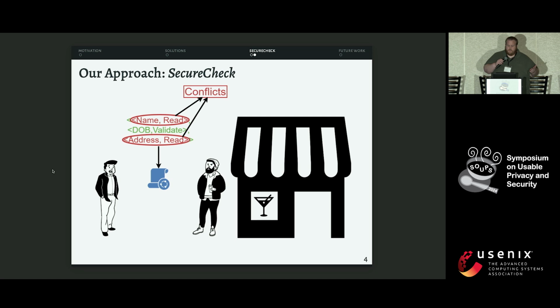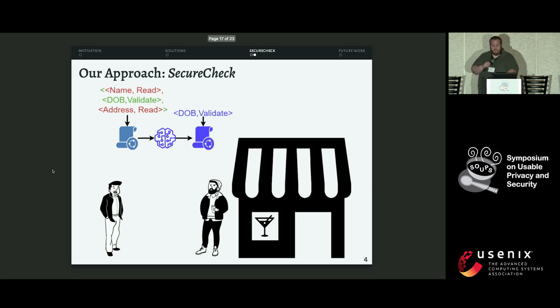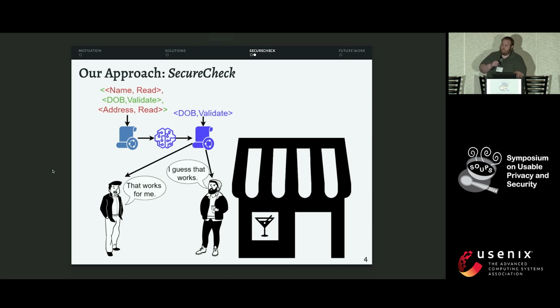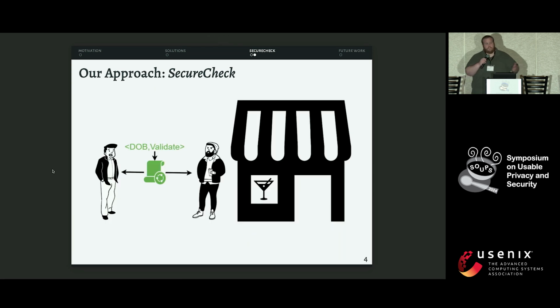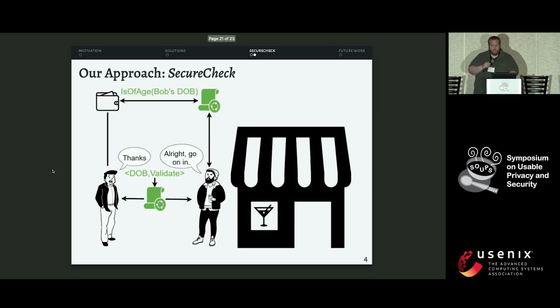If there are potential conflicts, we are developing a conflict resolution recommender system to determine the best way to resolve said conflicts in order to keep both Bob's privacy needs and the bouncer's business needs. Once a resolution has been established, both Bob and the bouncer can agree to this resolution, and this establishes what we're calling a sharing contract. With this sharing contract, the bouncer can use it to grab the specified data and use it in the specified way in order to verify Bob's date of birth so Bob can get a drink.